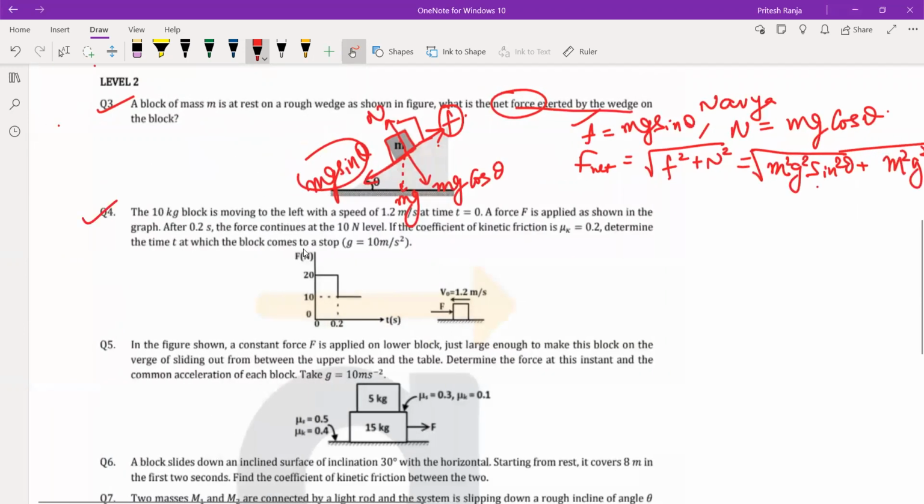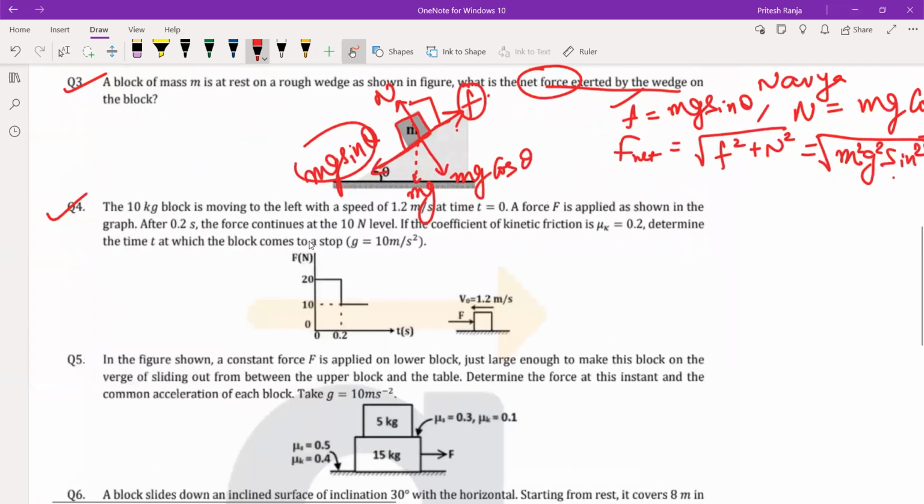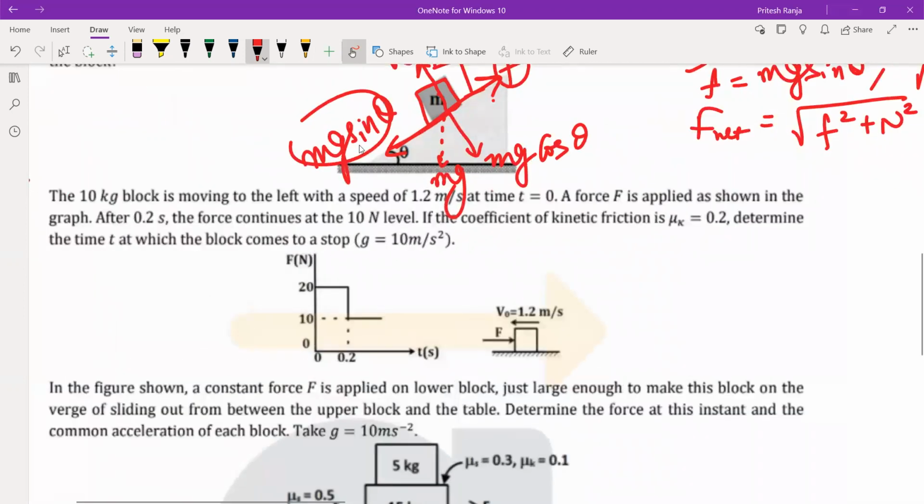Number 4. The 10 kg block is moving to the left. You can see this is the 10 kg block. It is moving to the left with a speed of 1.2 meter per second given here. Force F is applied as shown in the graph like this. The force continues at the 10 Newton level. If the coefficient of kinetic friction is 0.2, determine the time at which the block comes to a stop.